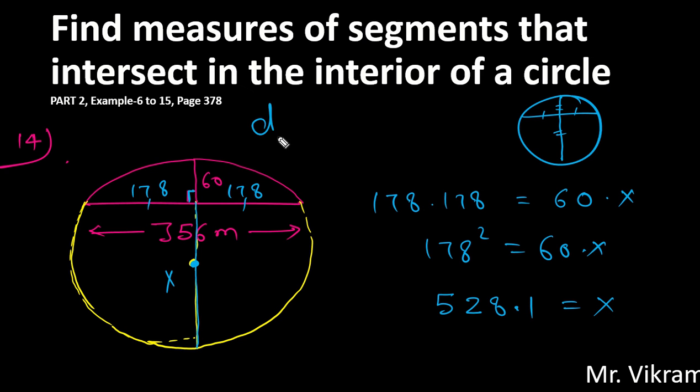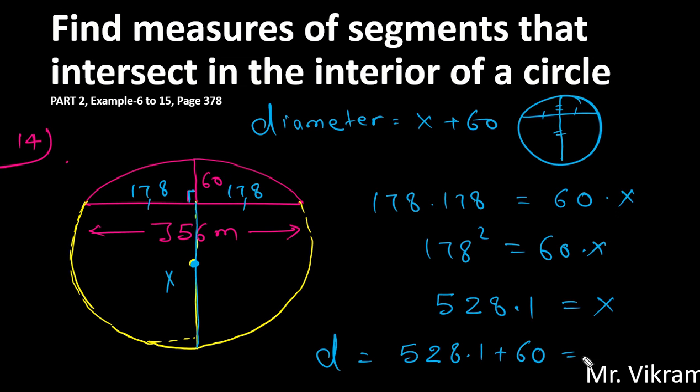The diameter is x plus 60, right? This whole line is a diameter. So that's it. Now what will you do? The diameter is equal to 528.1 plus 60. So your answer is 588.1, and the unit is meters.